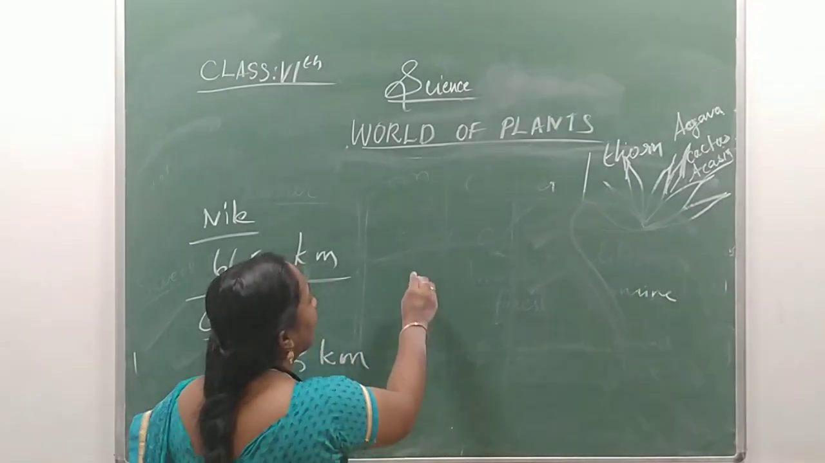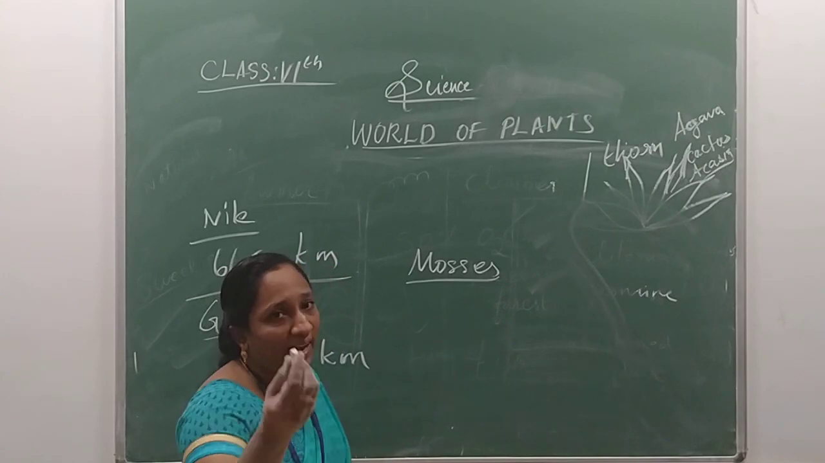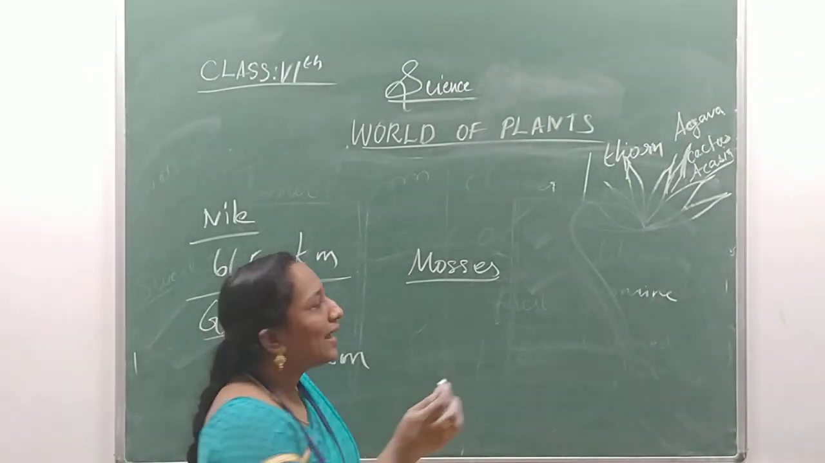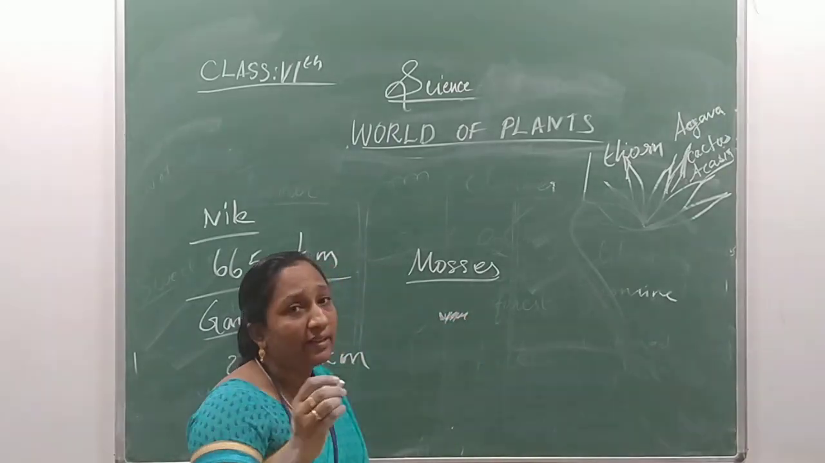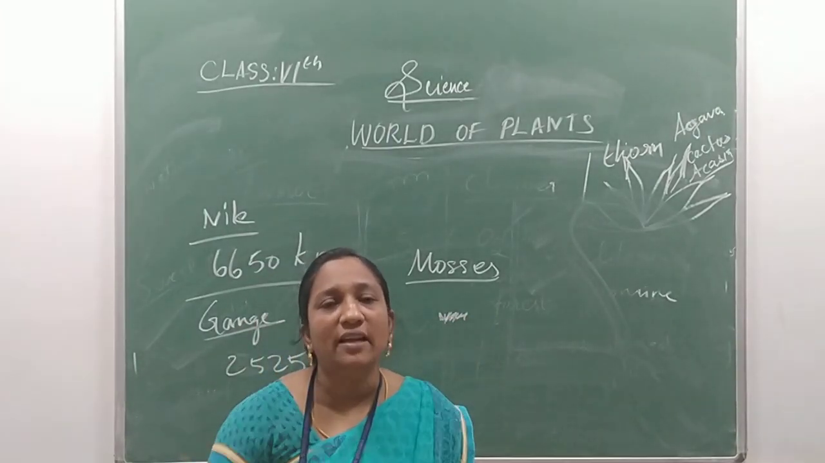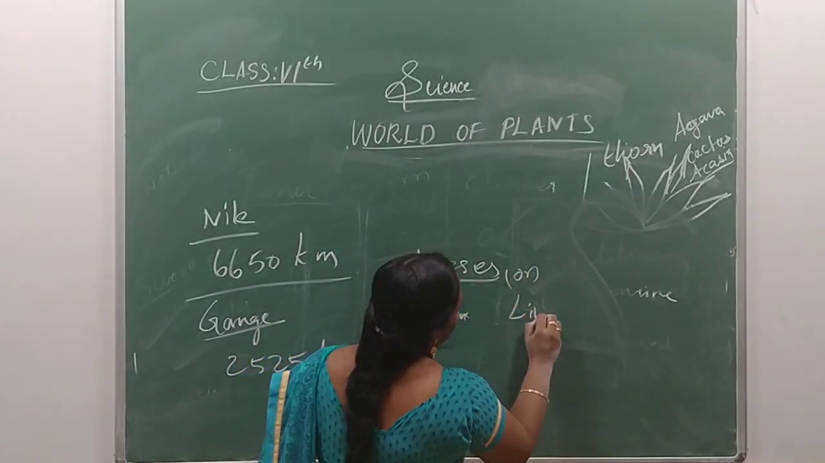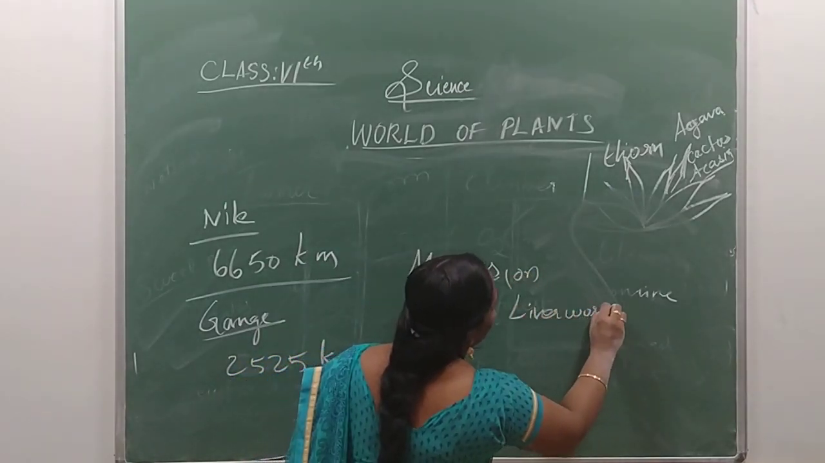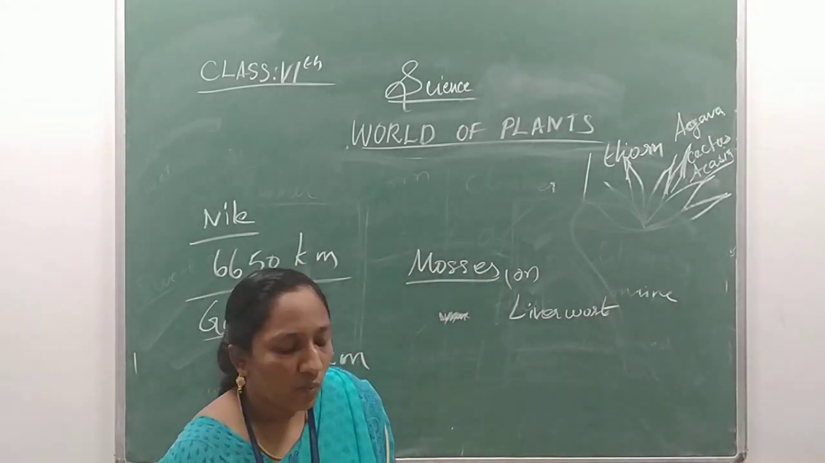So they were all like mosses. What are mosses? They don't have leaf or stem or root. They are like a velvet cloth. They don't have different parts of a plant like stem. So these are called as mosses or liverworts. These are the first formed plants in the world. Okay.